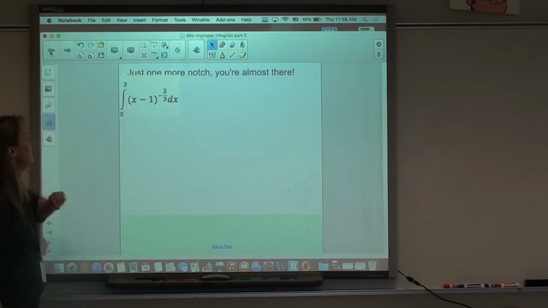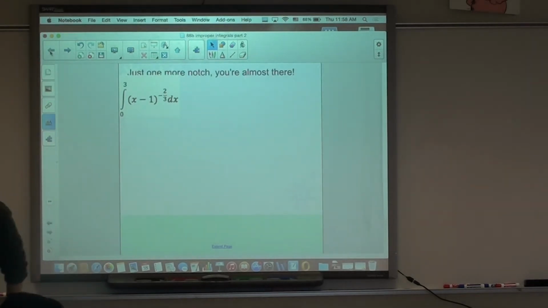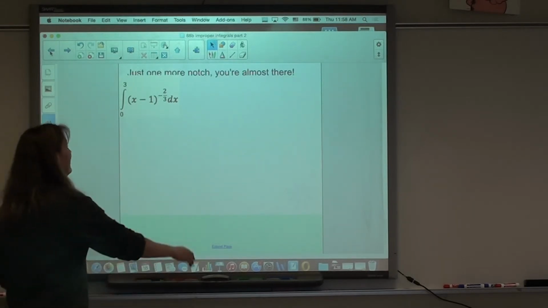Yep. Okay. Last one. Where is the vertical asymptote? At what value of x? 1. Uh-oh. So, it's not a lower limit, it's not the upper limit, it's in the middle. We're going to have to break it up, right? And breaking up is not hard to do.